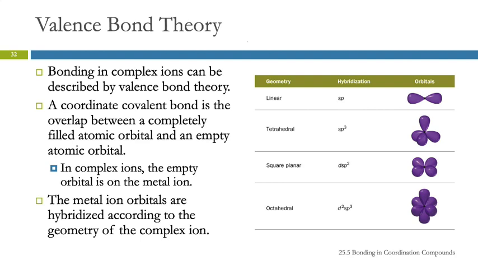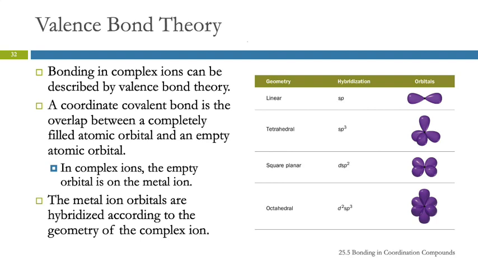So a coordinate covalent bond is where you have an overlap between a full atomic orbital and an empty one, right? So one person is being very generous. I'm sharing both of my electrons with you. In the complex ion, the empty orbital will be on the metal ion. That's why the ligands have to be Lewis bases with lone pairs that they can donate, right? So the hybridization of those orbitals corresponds to the geometry of the complex ion.